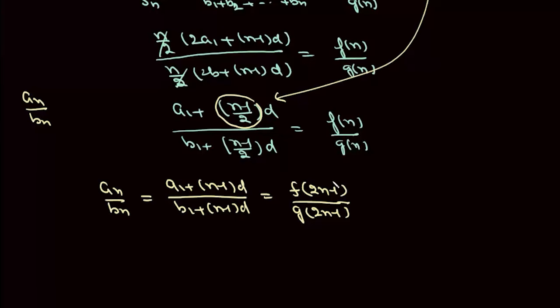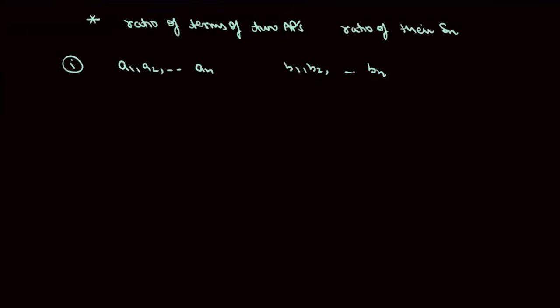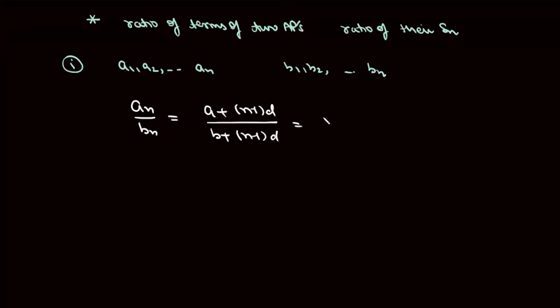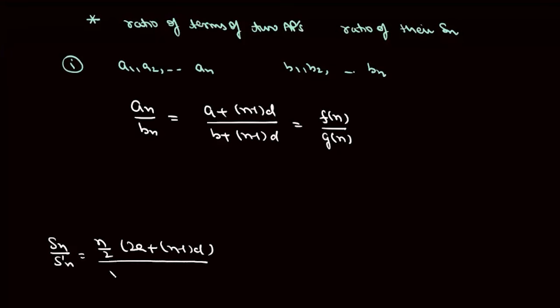We just need to change n with 2n minus 1. And if we are given the ratio of terms, say an upon bn, which is a plus (n minus 1)d upon b plus (n minus 1)d, and this is f(n) by g(n). Now we need the ratio of their partial sums, Sn by S dash n, which is n by 2 twice a plus (n minus 1)d, and n by 2 twice b plus (n minus 1)d.